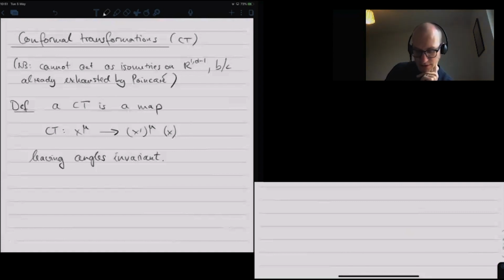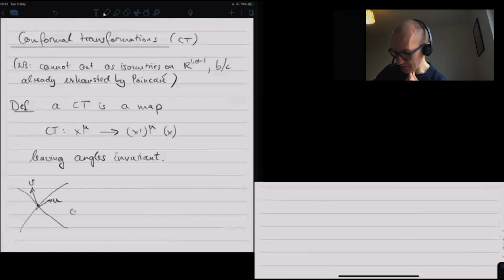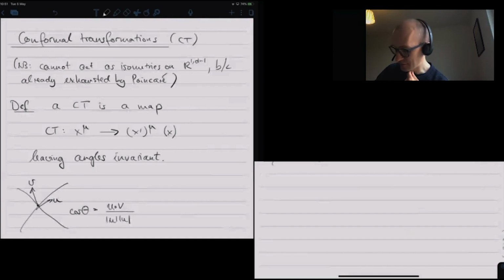But it leaves angles invariant. So what does that mean? If you have two curves that meet, then the angle here will be the angle between the two tangent vectors v and u. Call that angle theta. The cosine of this angle is defined as the inner product divided by the product of the lengths, because the inner product can also be written as the product of the two lengths times the cosine of the angle.